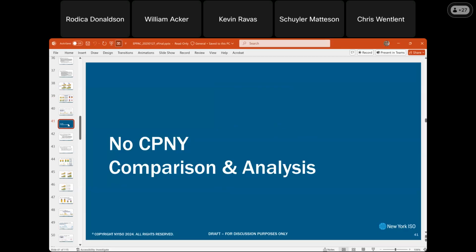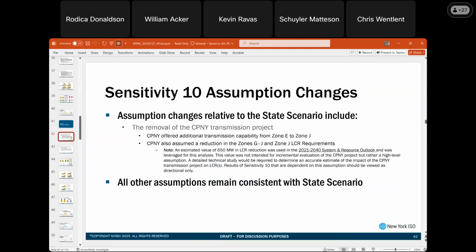All right. So last but not least, we have sensitivity 10, where we looked at the removal of the CleanPath New York transmission project. And just as a reminder and for reference, the CleanPath New York project offered additional transmission capability from Zone E to Zone J. And also within our model, we assumed with CleanPath a reduction in the Zones G through J and Zone J LCR requirements. And just a caveat on this.